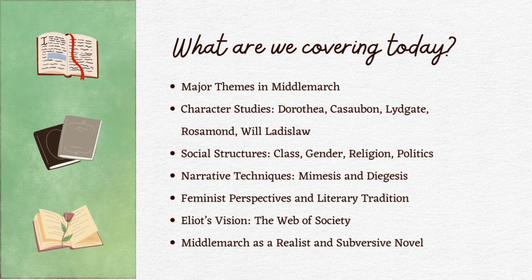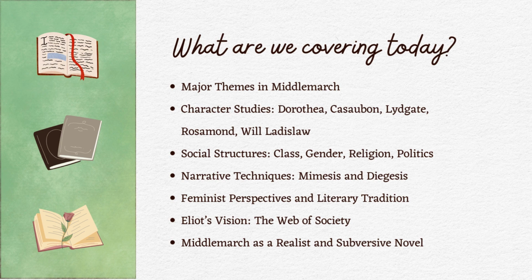Then we'll look at key character studies: Dorothea, Casaubon, Lydgate, Rosamond, and Will Ladislaw, and see how their lives reflect these themes. We'll also discuss how class, gender, religion, and politics shape the story, and how Eliot uses narrative techniques like mimesis and diegesis. We'll quickly touch on feminist perspectives and Eliot's place in the literary tradition. And finally, we'll see how Middlemarch works as both a realist and subversive novel. Stay tuned till the end. This will give you a full and exam-focused understanding of Middlemarch.